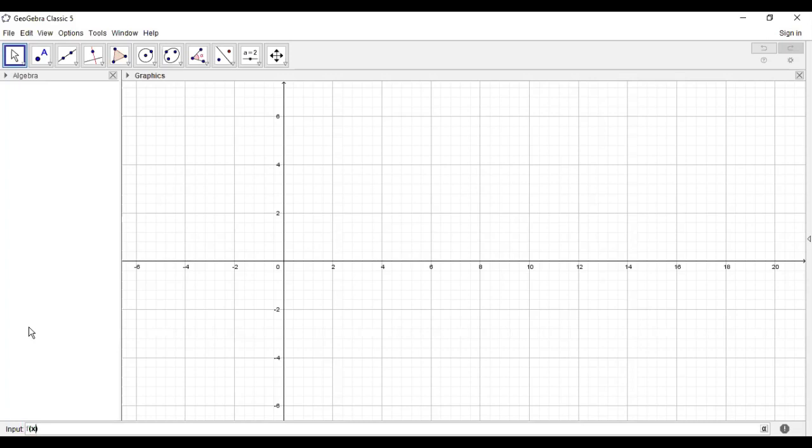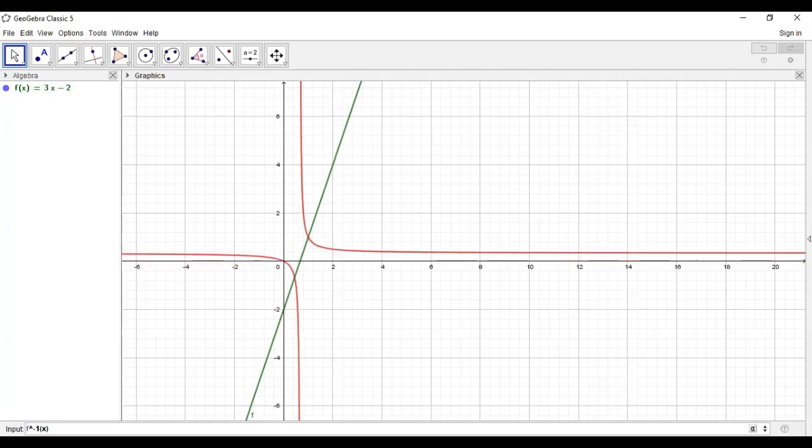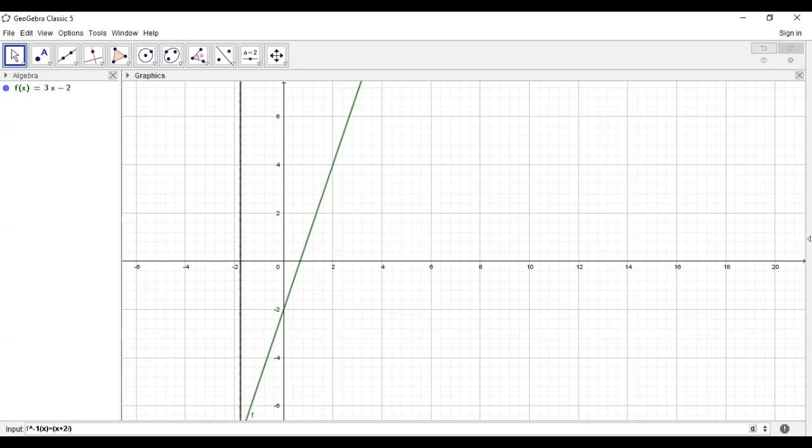So, we have f of x, kung naalala nyo pa, f of x is equal to 3x minus 2. Antayin ko lang mag-load. Ayan na siya. And then, class, yung inverse niya kanina is f raised to negative 1 of x, is equal to x plus 2 over 3. Tama ba? Ay, mali. Over 3. Mali yung over 3.